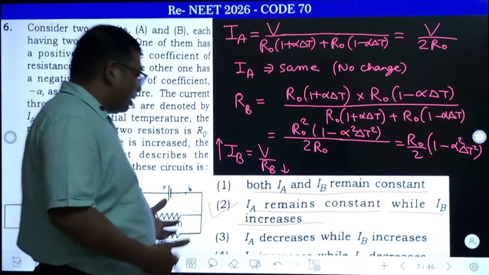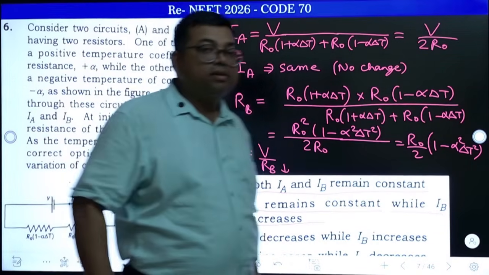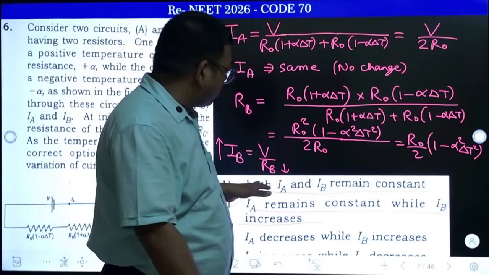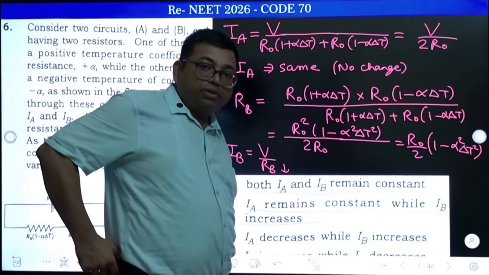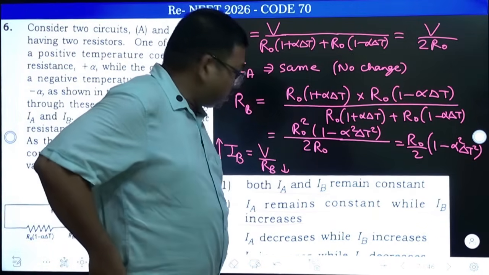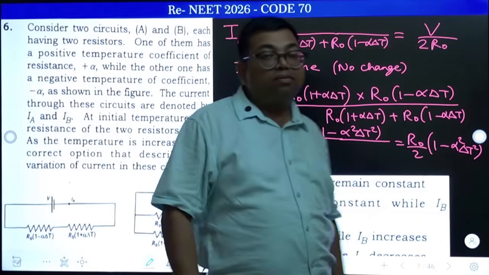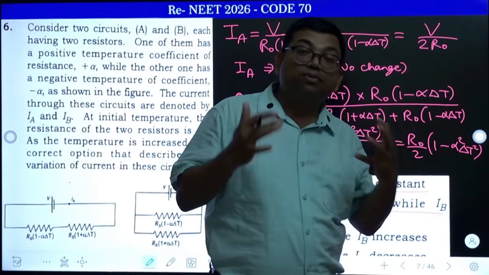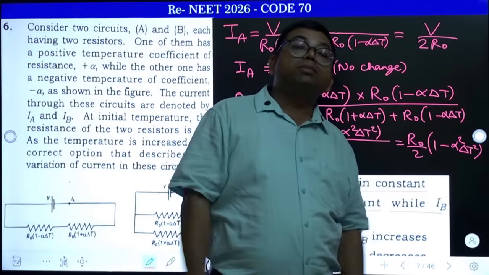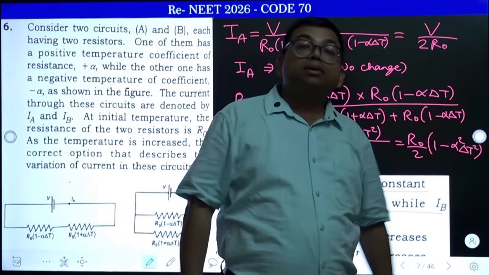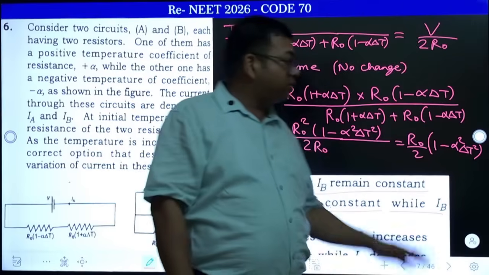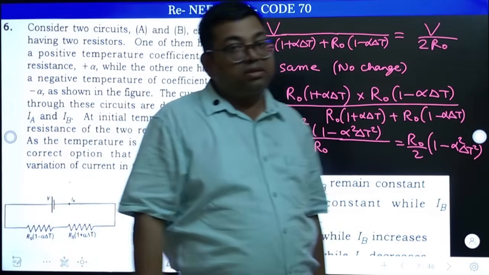But here there can be this confusion. I think some of the people may go for this first option. So I think NTA needs to consider this a little bit, because alpha is very small. Alpha is of the order of 10 to the power minus 4 or minus 5. The square of that becomes 10 to the power minus 8, minus 9, minus 10, which is negligible. So they need to consider this, right?